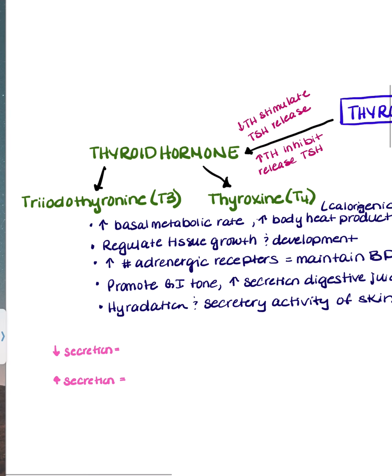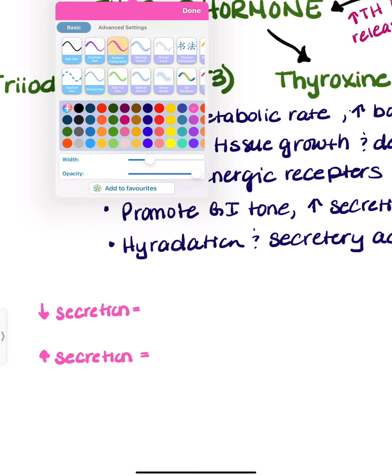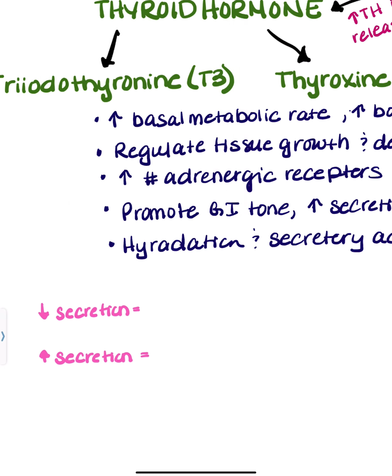So let's talk a little bit about hypo and hypersecretion of the thyroid hormone. So if we're talking about hyposecretion, we can get something called myxedema, in which we can produce something called a goiter. And basically, this is the result of not getting enough iodine in your diet. So this actually used to be a huge problem where this was endemic in a lot of countries.